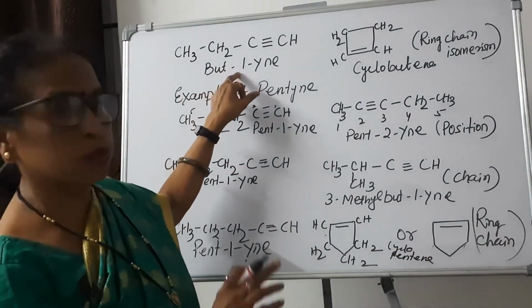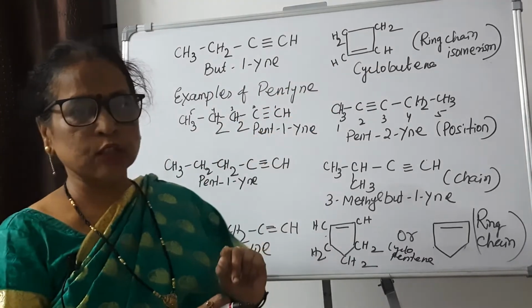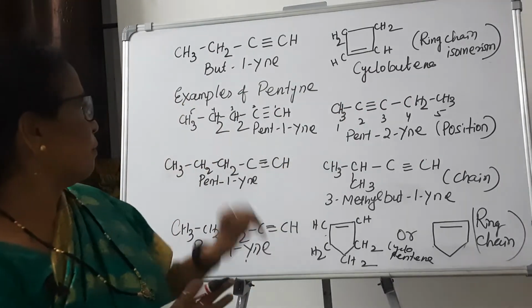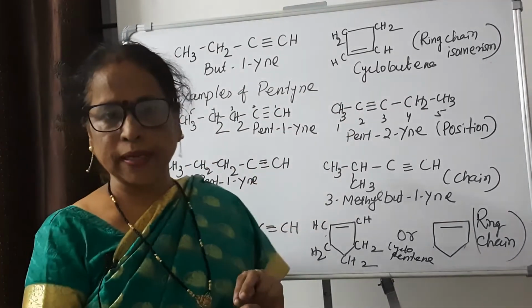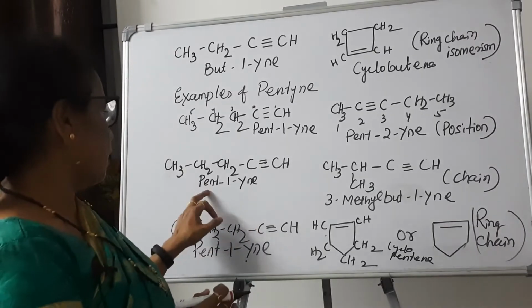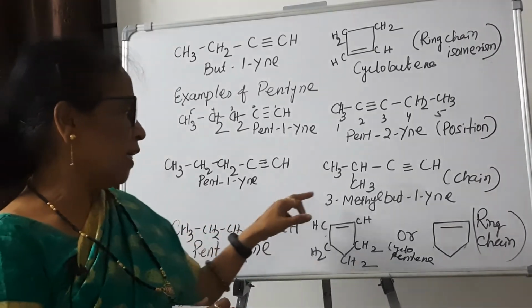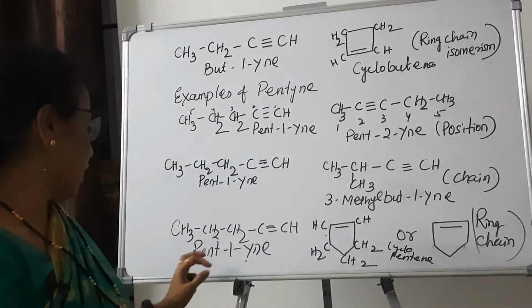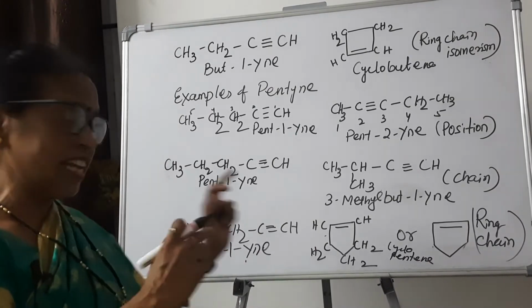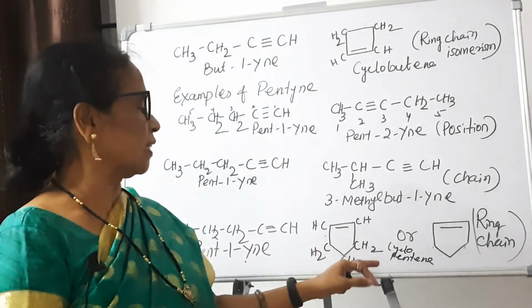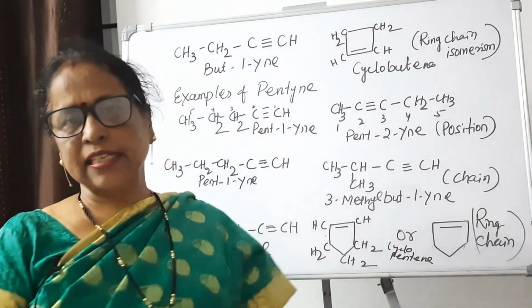Again you check, butyne also forms another one, that is ring chain isomerism. One is simply but-1-yne, the other cyclobutene. And examples are pentyne: 1-pentyne, 2-pentyne. That is called position isomerism, because after 1 there is a triple bond, after 2 there is a triple bond. Then come to 3-methylbut-1-yne, which shows chain isomerism. Then here, that is ring chain isomerism, where it forms a ring, that is cycloalkene, cyclopentene, and that is ring chain isomerism.